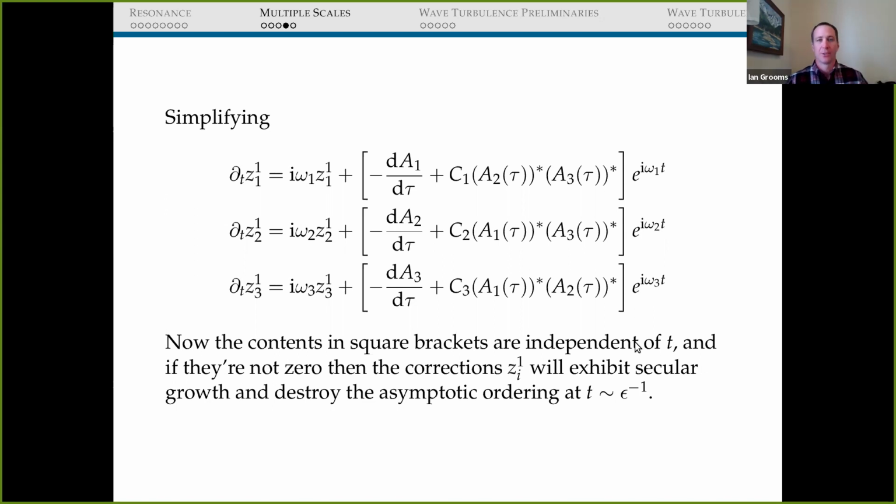Now what we know is we can write down the solution for this, for the corrections, for the Z1s. And what we'll get is something that grows linearly in the t time because of this something times the forcing at the resonant frequency. And we don't like that solution. We don't like that the corrections grow linearly in time. So we say, you know what, if we just impose that everything in the square brackets is 0, then we get rid of that problematic solution that grows linearly in time. Furthermore, that gives us a system of ordinary differential equations for the amplitudes A, and it's a system of ordinary differential equations on the slow time scale.